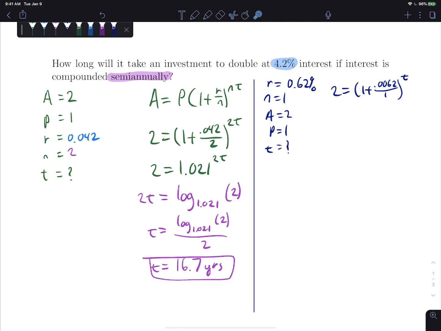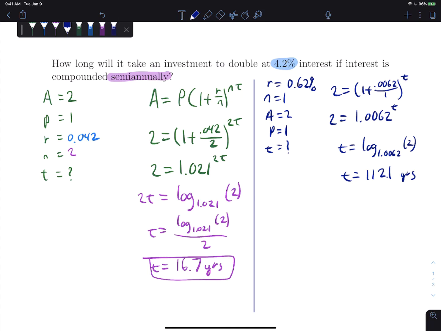Now notice what happens here is that we really just have 2 is equal to 1.0062 all to the tth power. And then we can just convert this into a logarithm. Now, notice that if we type this into the calculator, I actually don't know what this is. I'm doing this right now. So if we do log base 1.0062 of 2 and click enter, it tells us that it will take 112.1 years for prices to double.